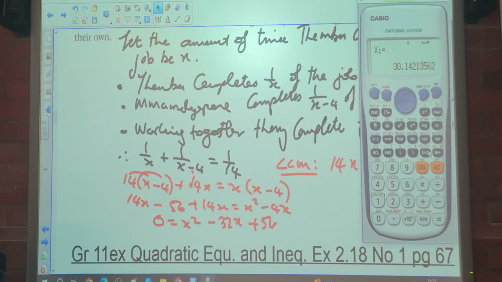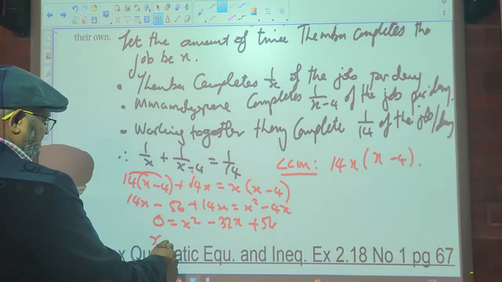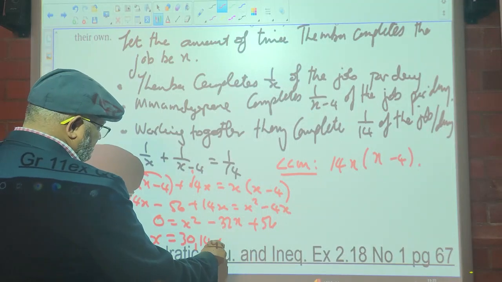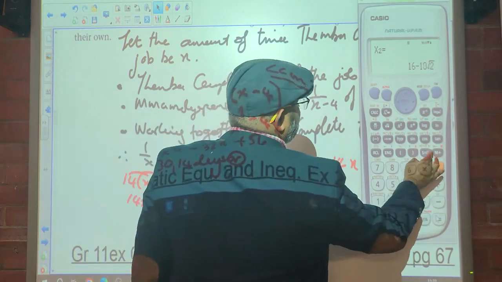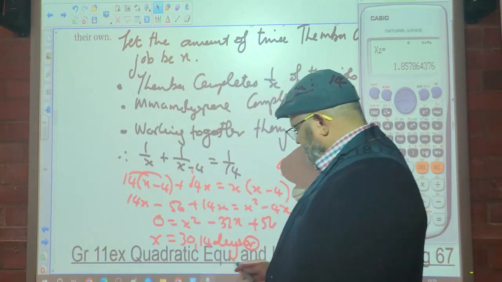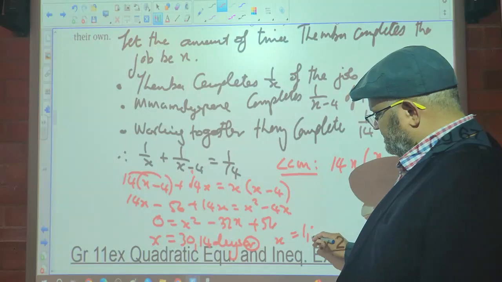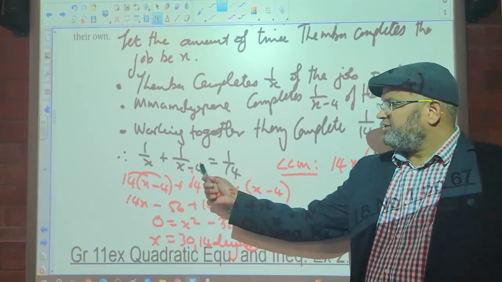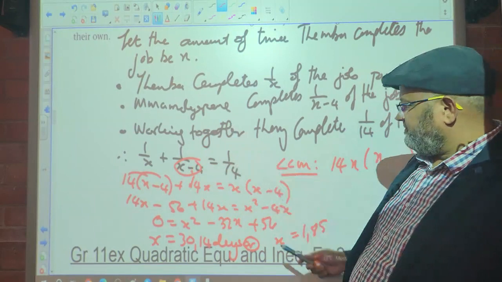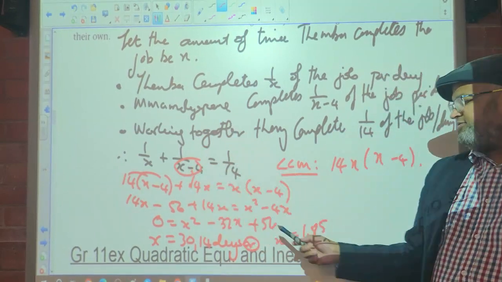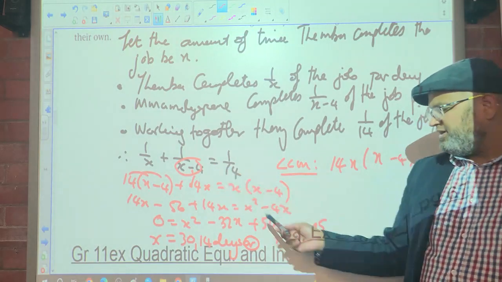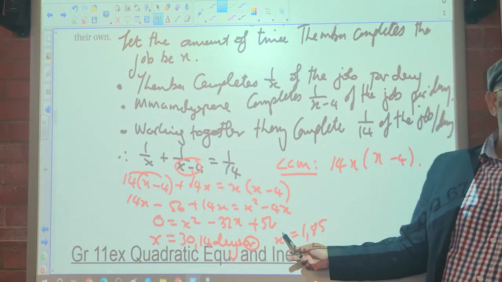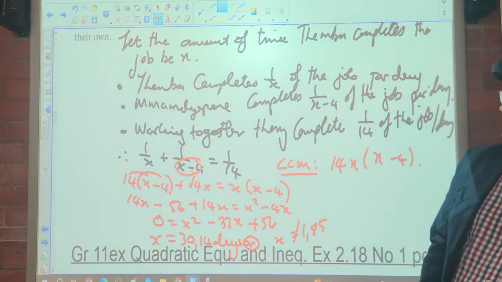You check the answer then? 30,14 days. So x is equal to 30,14 days. Or the other solution, of course, is going to be 1,85. Now, if you're looking at combining, completing the job in 4 days less than Temba, could that be the case? Can it be 1? Then this will go into a negative solution here, not so. So this one is omitted.